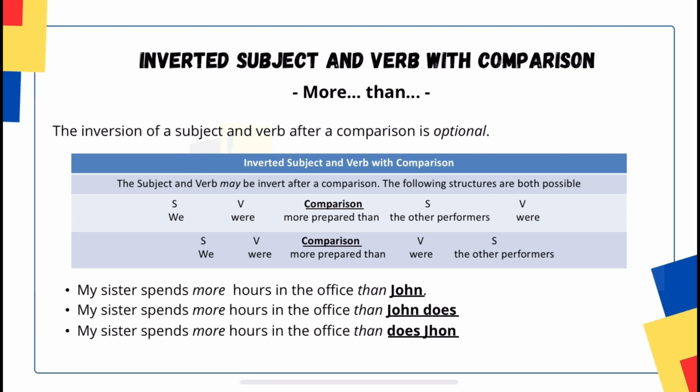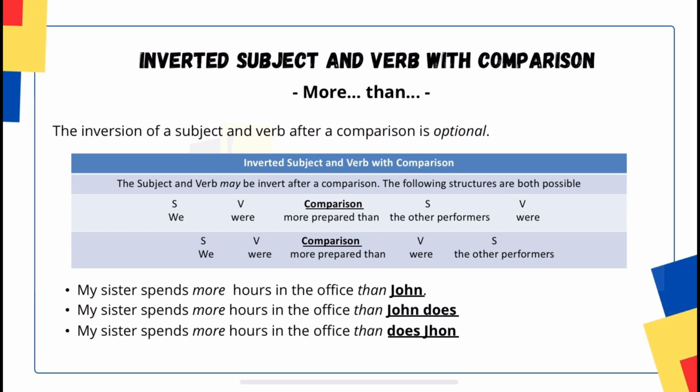So it states that one thing is better than the other. The characteristic of comparison here is the word more or -er, and it is also followed by the word than. So starting from the word more and ending with the word than is a comparison expression. The inversion of a subject and verb after comparison here is optional. Remember, it is optional. The subject and verb may be inverted after comparison.